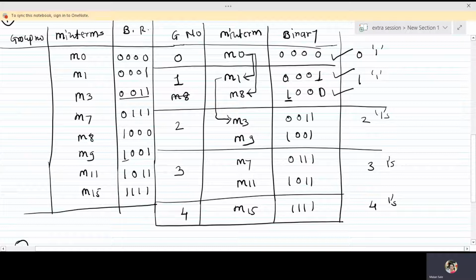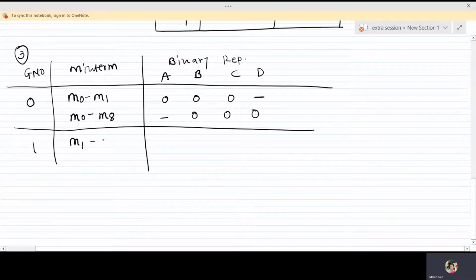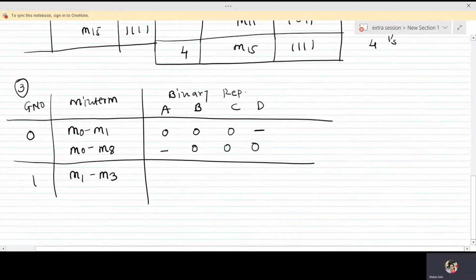Check. M1 is 0, 0, 0, 1 and M3 is 0, 0, 1, 1. There is one bit change. So we can make a pair of M1 and M3. As M3 is coming into the pair, put a tick mark in front of minterm M3 and replace the bit with a dash: 0, 0, dash, 1.